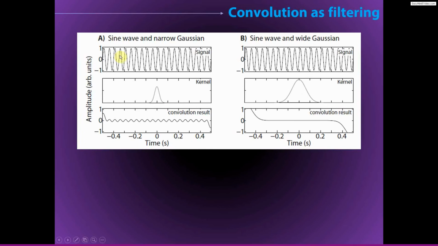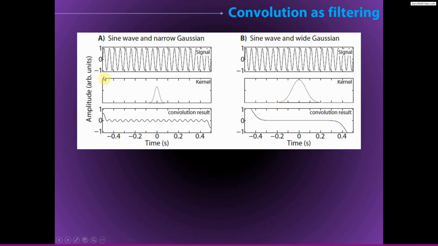So here we have a sine wave and here we have a Gaussian. And now when we perform convolution between the sine wave and the Gaussian, we get a signal that looks like this. This is a dampened signal. It has exactly the same frequency, but the amplitude is smaller. Here on the right side, we have exactly the same signal as here, so this signal is exactly the same. Here we have a very similar kernel. It's still a Gaussian in the time domain.